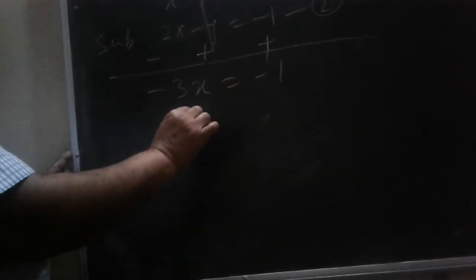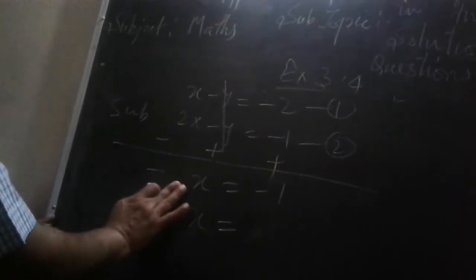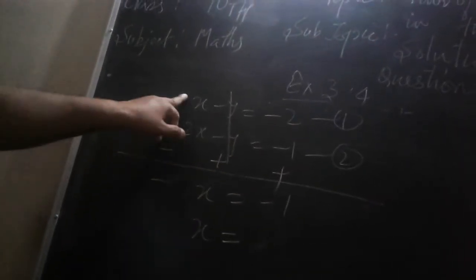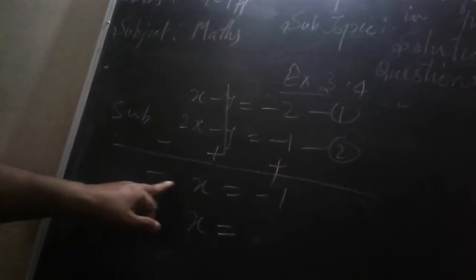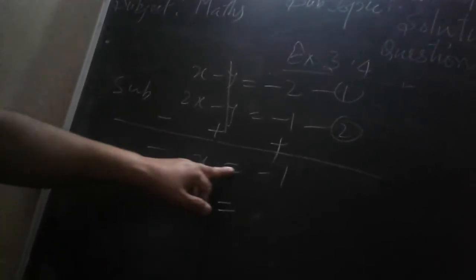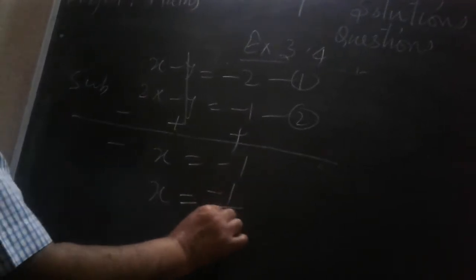In this way y will be cancelled out. There is something wrong: minus 2x plus 2x, not 3x; x minus 2x will give us minus x. 3 will not come. We write minus x is equal to minus 1 and x is equal to minus 1 upon minus 1 equals 1. Now we obtain x is equal to 1.